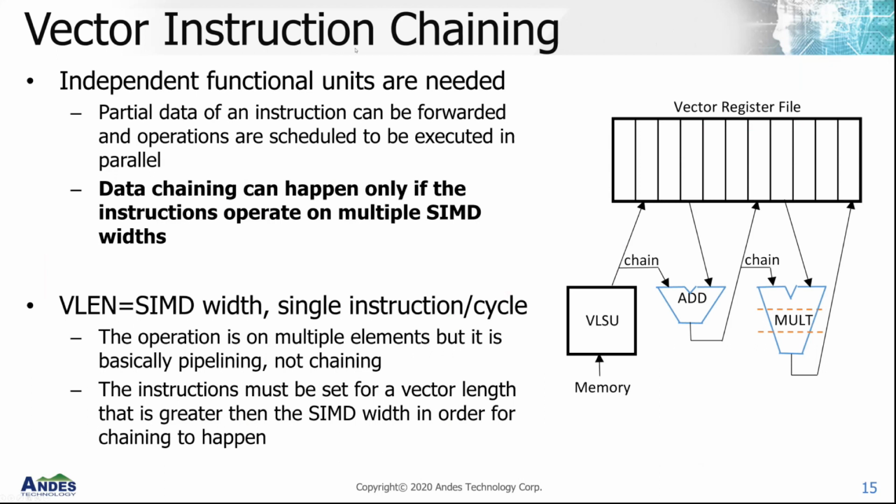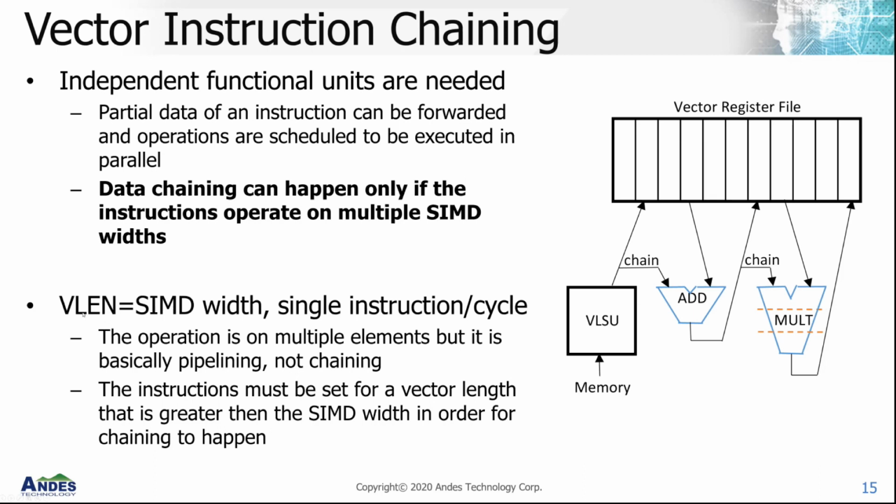Another terminology that you hear about a vector processor is chaining, as I explained before. We need independent functional units, and data chaining can only happen if the instruction operates on multiple SIMD widths. In the example we showed earlier, there's load 0, load 1, load 2, and load 3. When it loads partial data, it immediately passes that data to the add, and then the add passes the partial data to the mult.